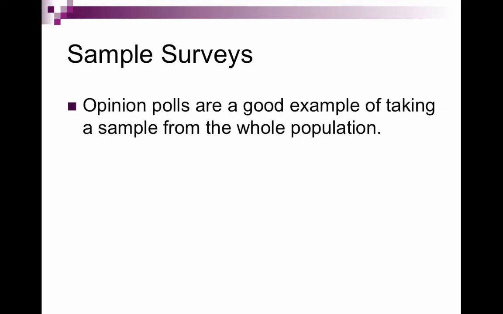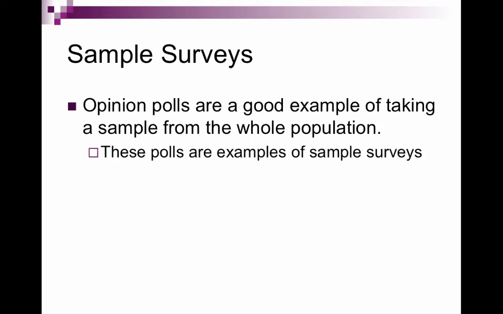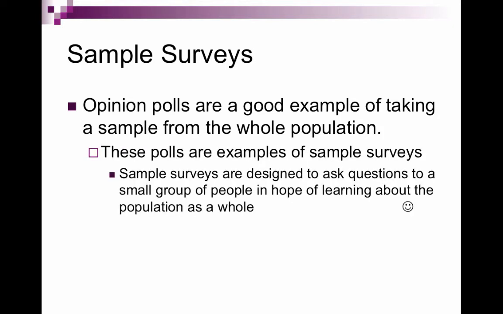Continuing to talk about sample surveys, opinion polls are a good example of taking a sample from the whole population. These polls are examples of sample surveys. Sample surveys are designed to ask questions to a small group of people in hope of learning about the population as a whole. Really what we're going to be doing in chapter 12 is discussing different ways that we can create and collect data for sample surveys. But our main focus today is going to be talking about sampling error and bias.